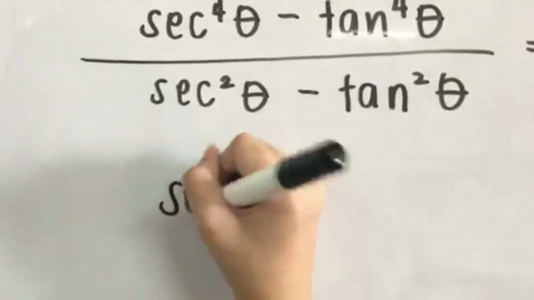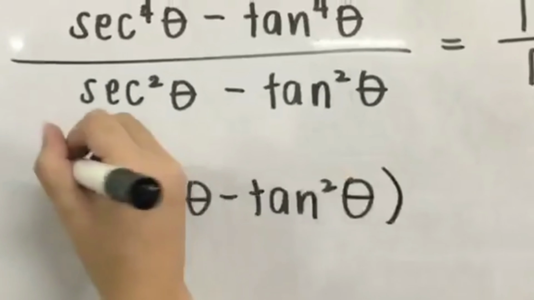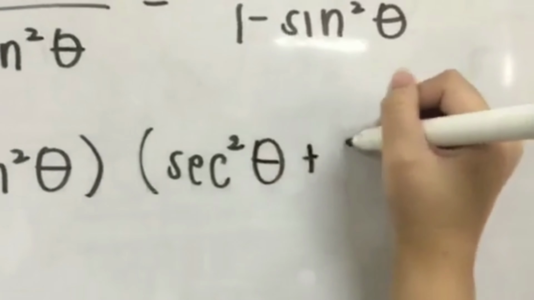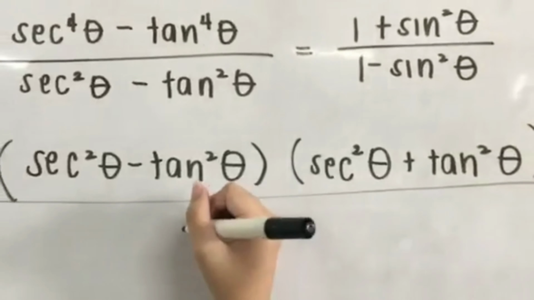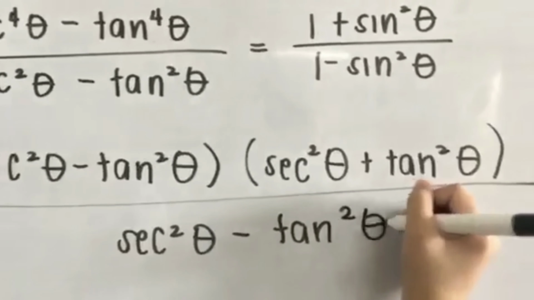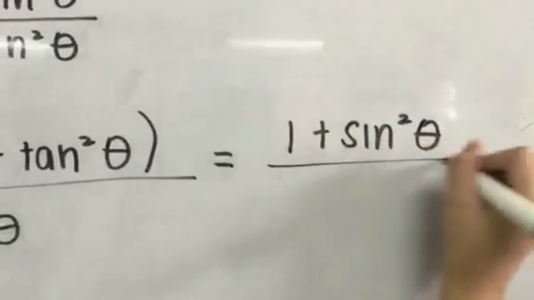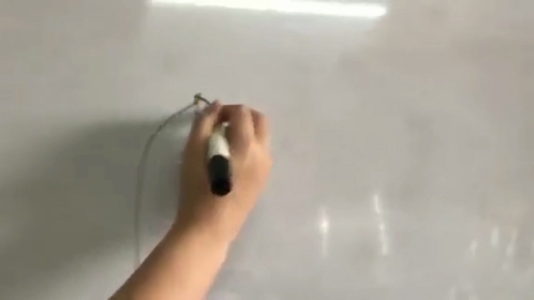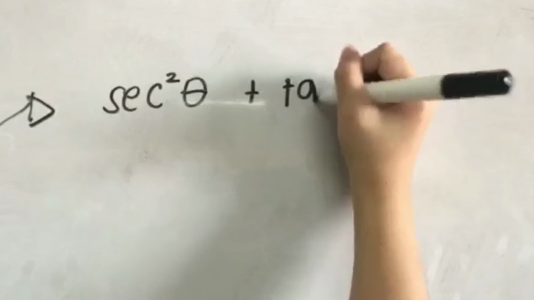Then, by using difference of two squares, this will lead you to secant squared theta minus tangent squared theta and secant squared theta plus tangent squared theta over secant squared theta minus tangent squared theta. And by means of cancellation, cancel like terms, which only gives you secant squared theta plus tangent squared theta.